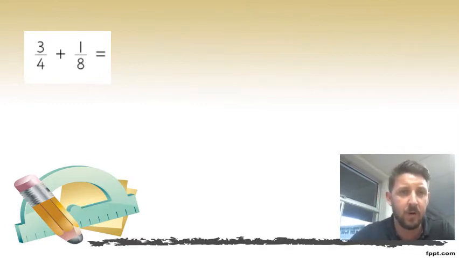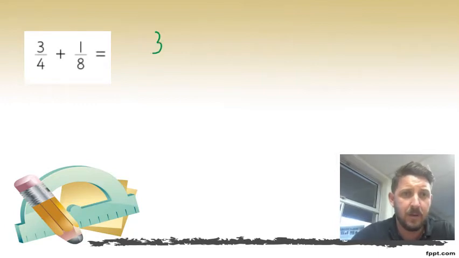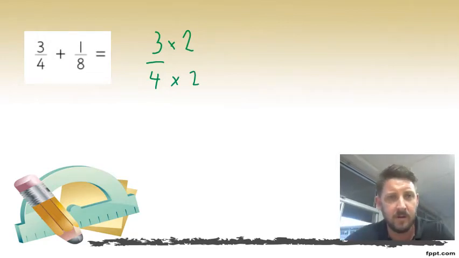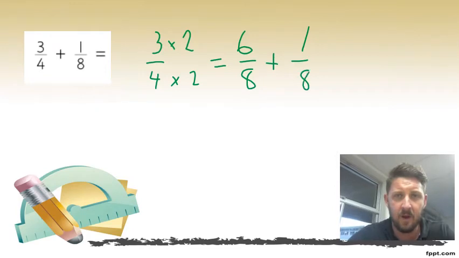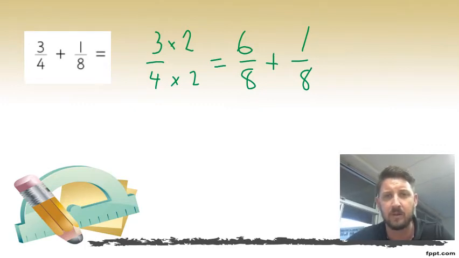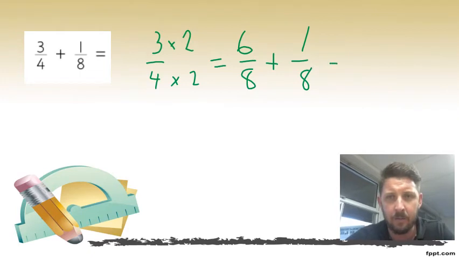So how do I get from 4 to 8? I've got to multiply both by 2. So 3 fourths, let's multiply both top and bottom by 2, it would be 6 eighths. Now, if I then put plus 1 eighth, I can actually do this now because I am adding like fractions. So 6 eighths plus 1 eighth. Like saying 6 apples plus 1 apple, I know that that would be 7 apples or 7 eighths.